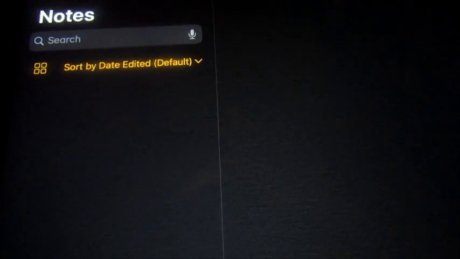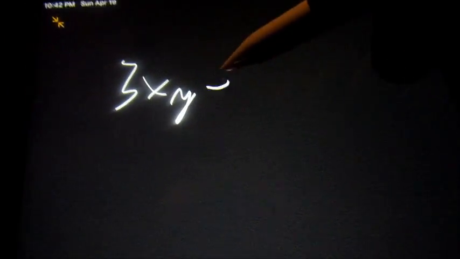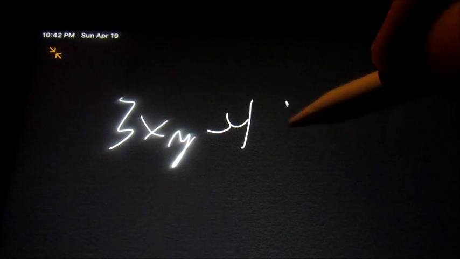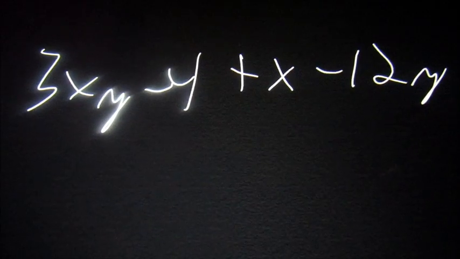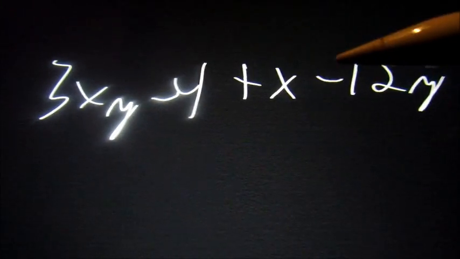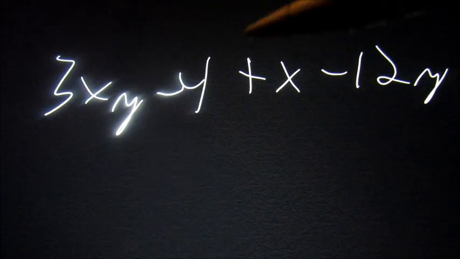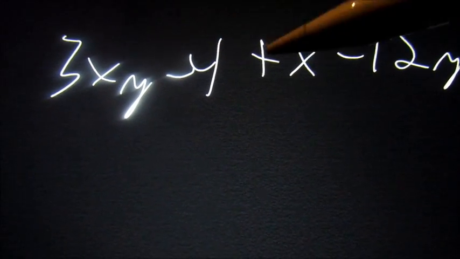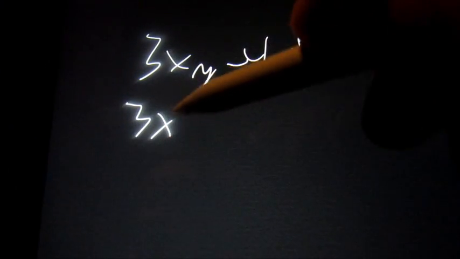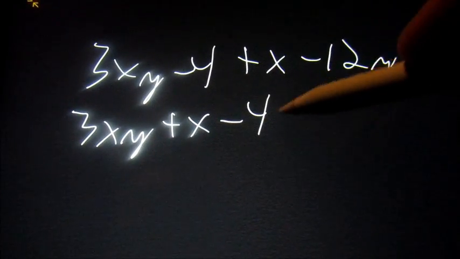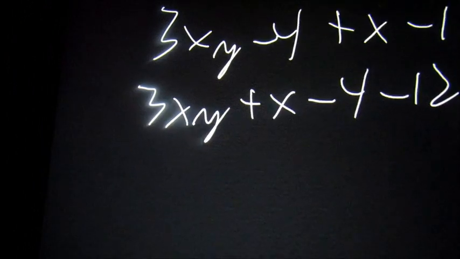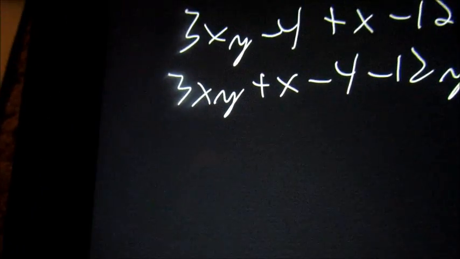Okay? So let's say now that we have 3xy minus 4 plus x minus 12y. This one, there's nothing that we can factor out of these two or these two, so I have to rearrange these. So I'm going to rearrange these middle two. So I have 3xy plus x minus 4 minus 12y. Now I can factor out an x here.